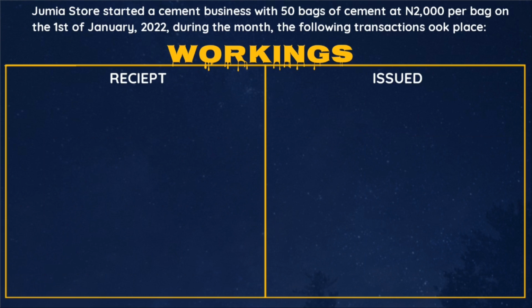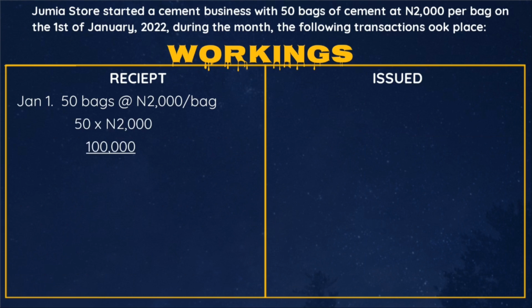Any items that have to do with issue will be worked under the issue side, just for our own convenience and for better understanding. Just like I said, the first entry: Jumia started a cement business with 50 bags of cement at 2,000 per bag on 1st of January. So 50 bags at 2,000 naira, and that is 50 times 2,000, which gives us 100,000 naira.